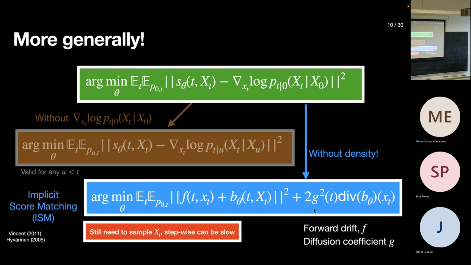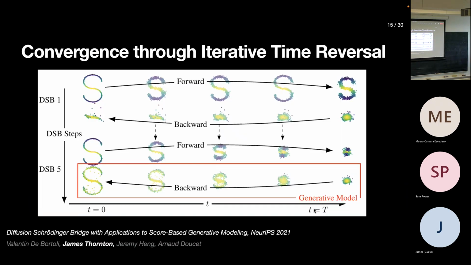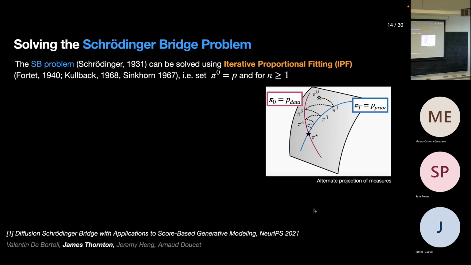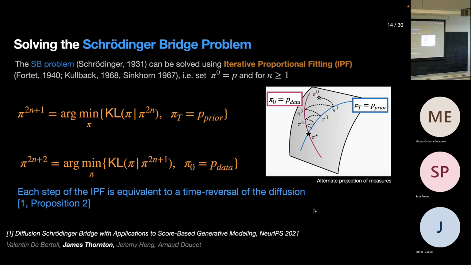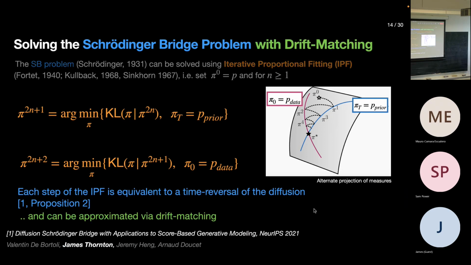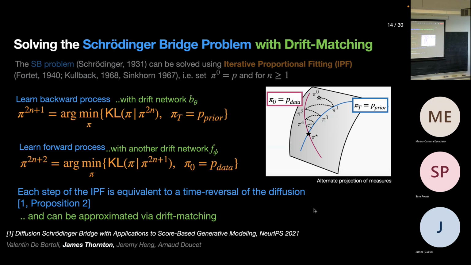You don't have the density at time t for the reverse diffusion, but you do have the score. There's some ways to get density actually; we'll talk about it later. So this is the basic gist. When I mentioned this, it's essentially iterating these KL minimizations, but with drift matching or essentially with a diffusion. And so you have two drift networks, one for forward, one for backward.